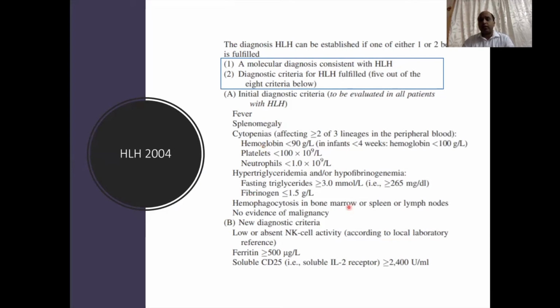Hemophagocytosis in the bone marrow or spleen or lymph node, or no evidence of malignancy. Or the new diagnostic criteria, low or absent NK cell activity, you can also prove that, and ferritin more than 500 and soluble CD25 is a marker of T cell activation. So these are the HLH criteria.